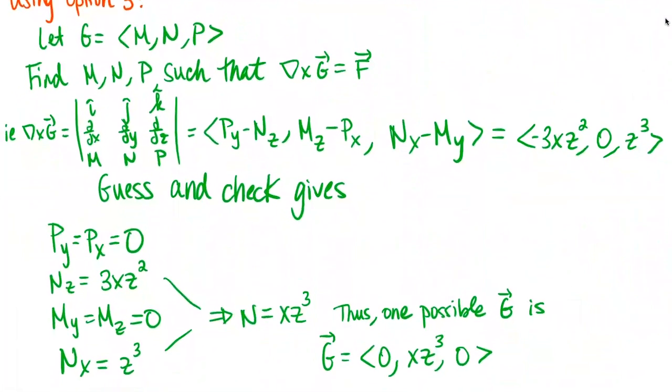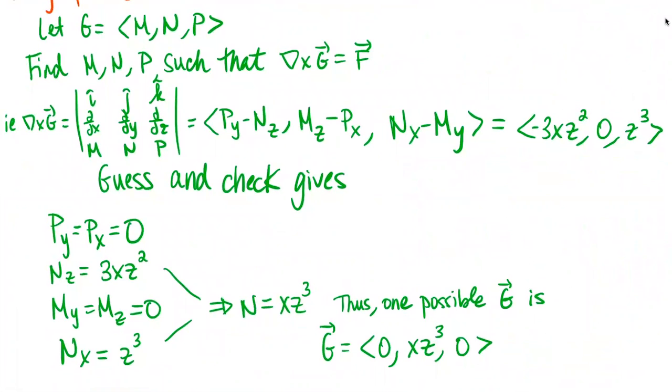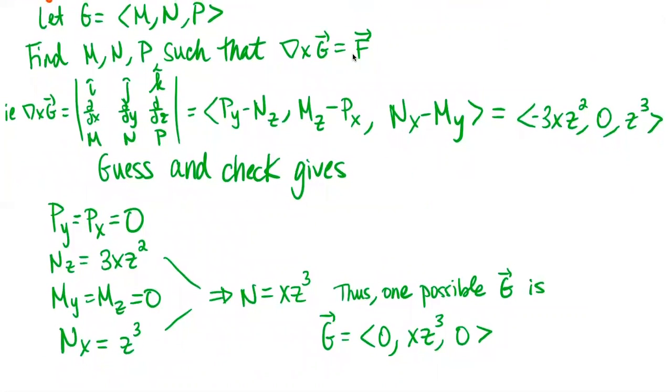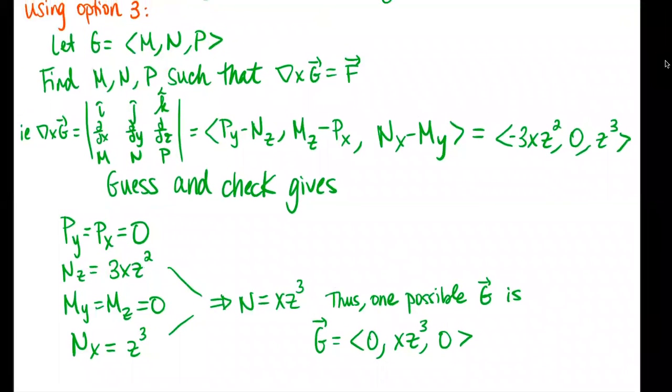So guessing and checking is going to tell me that P sub Y minus N sub Z equals, and M sub Z minus P sub X is going to be zero. The easiest way to see that, yeah, this was not done super scientifically. Really what I looked at is I need P_y minus N_z to be negative 3xz squared. And so I have a negative here, so what if I just let N_z be 3xz squared? That was kind of my first intuition.